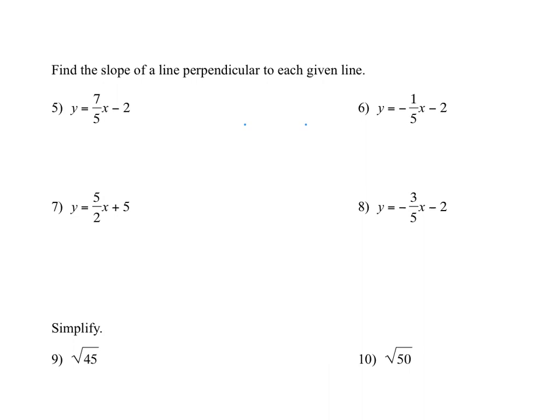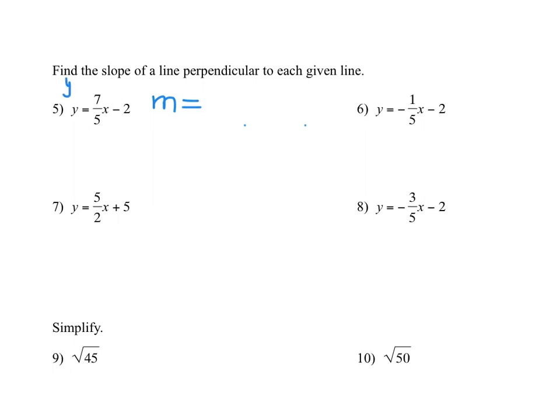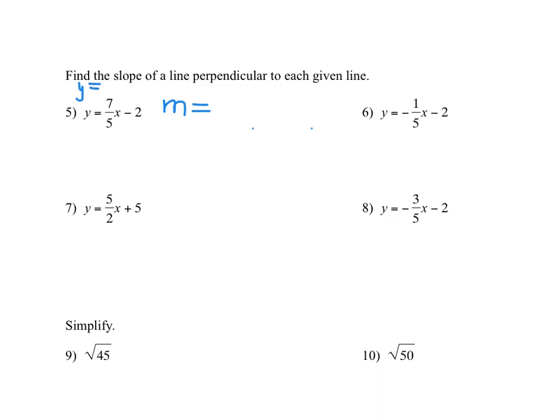So for number 5, what we want to do is identify, first of all, what is the slope that we are given. And remember, we're comparing it to the equation y equals mx plus b. And so if we are searching for the m value in that equation, that is what we call the coefficient, or the number as the factor in front of the x. In this case, that is simply 7/5 for the original equation.